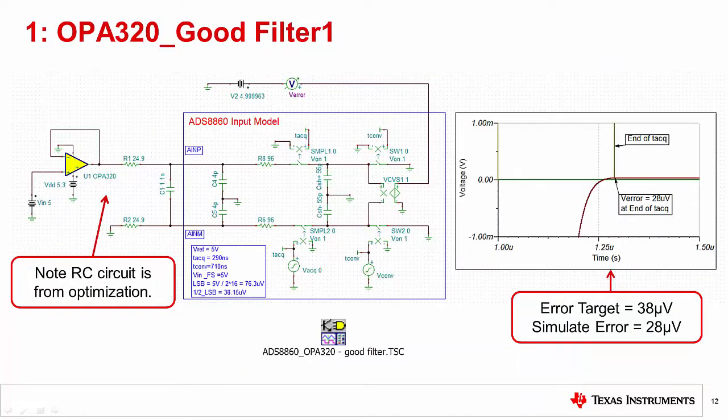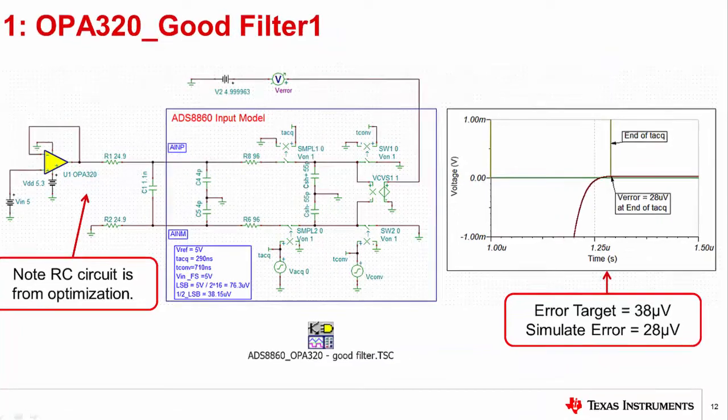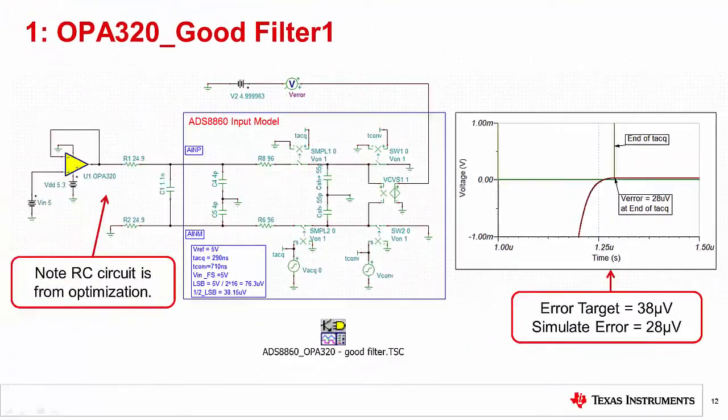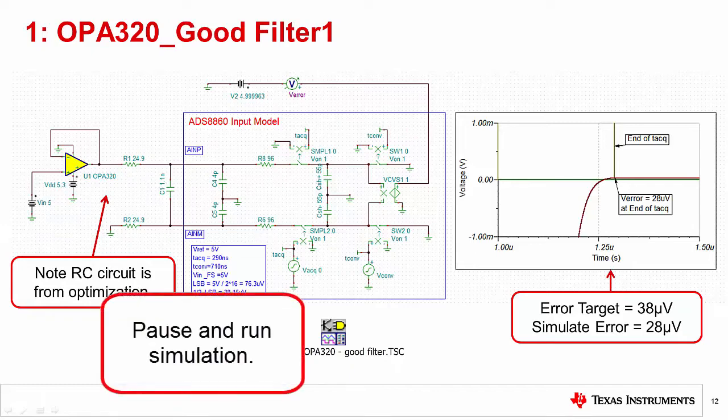The circuit shown here uses the values that we found in the parameter step optimization. Remember, the goal was to get the settling error less than the 38 microvolt error target at the end of the acquisition period. The settling error for this design is about 28 microvolts, which meets the goal. Since the settling error meets the goal, we expect the system performance to be equal to the ADC datasheet specification. For reference, let's call this design OPA 320 Good Filter 1. Pause now and run the ADC input settling simulation.